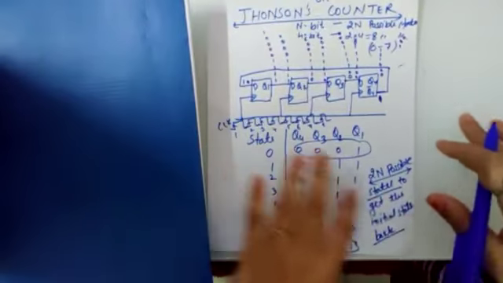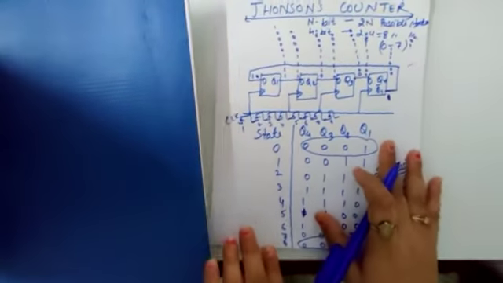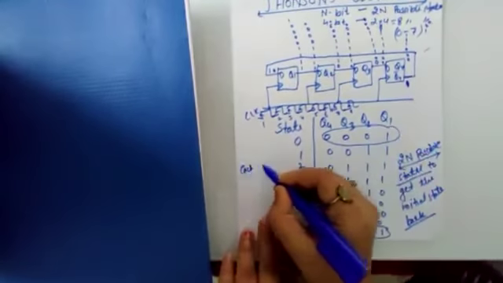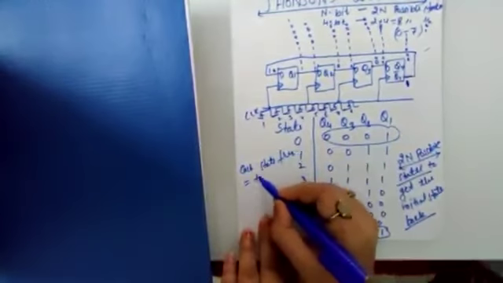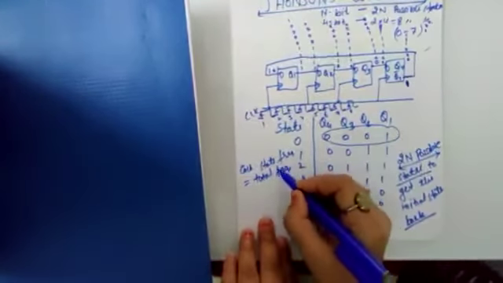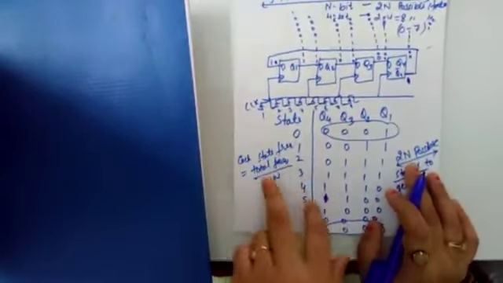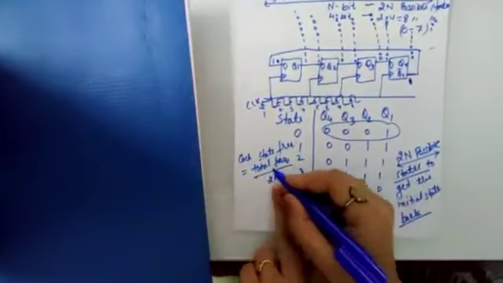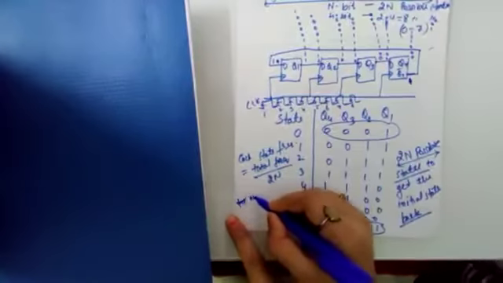So this is called the Johnson counter. Instead of Q4, we are giving the feedback connection from Q4 bar. So each state frequency in that case is total frequency by 2n. What we have seen in the ring counter was total frequency by n. Here it is 2n.